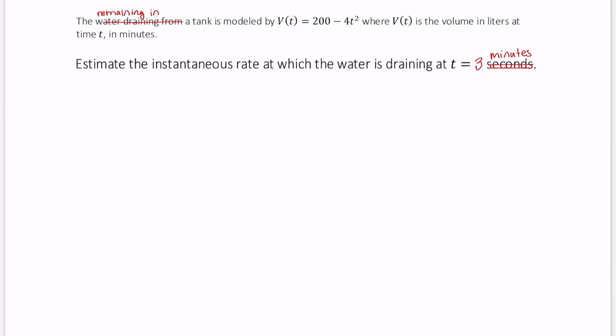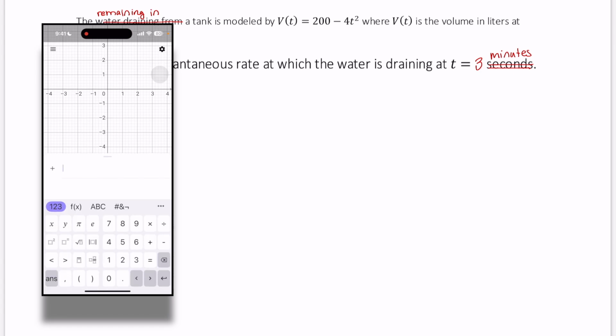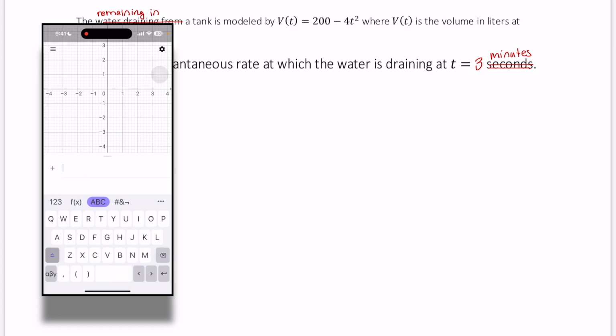So let's begin by looking at a graph of this because I think that'll really help explain how we're going to do this. So I'm using my preferred calculator, GeoGebra, on my phone, and I'm going to type in a capital V, open parentheses, T, close that parentheses, go back to numbers, equals 200 minus 4, letters here, T, and then squared, and hit enter.